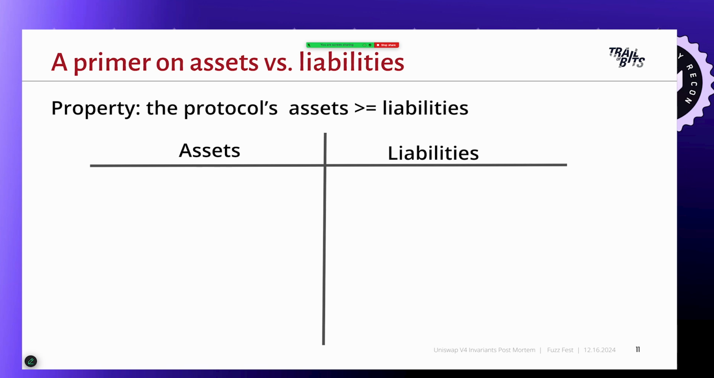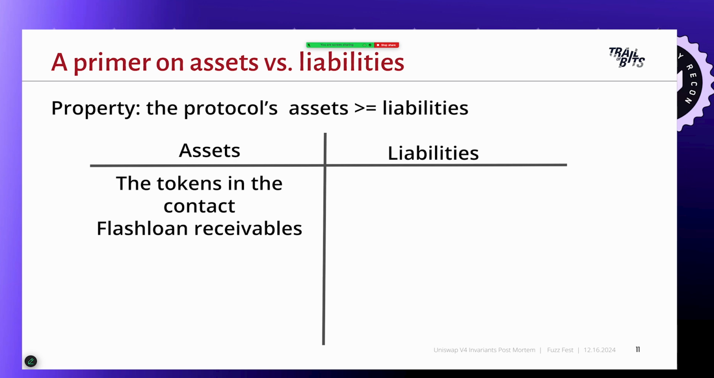And so what does that actually mean? I'm going to put up a little thing of assets and liabilities for a theoretical AMM. For the assets, you would have the tokens that are in the contract that can be spent by the contract. You also have the flash loan receivables. When you take a flash loan from a protocol, the tokens in the contract go down, but it's guaranteed that you're going to return the flash loan by the time your transaction ends. So that also counts as an asset for the protocol.